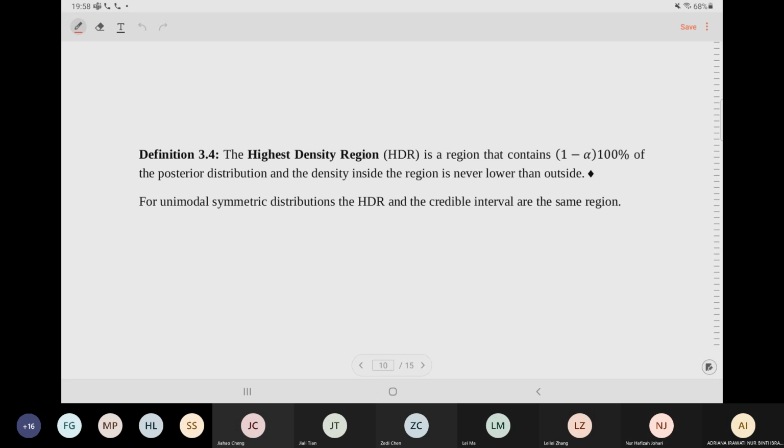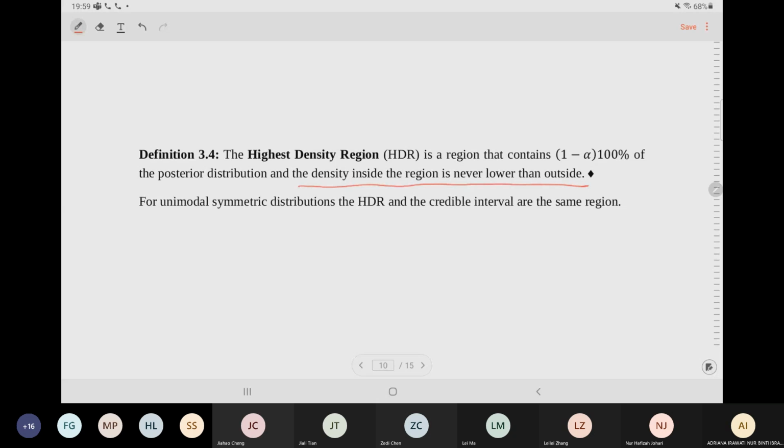Okay. So the other interval that we can use is called the highest density region. It's a region that also contains 1 minus alpha, 100%, of the posterior distribution. But the key point here is that the density inside the region is never lower than outside.